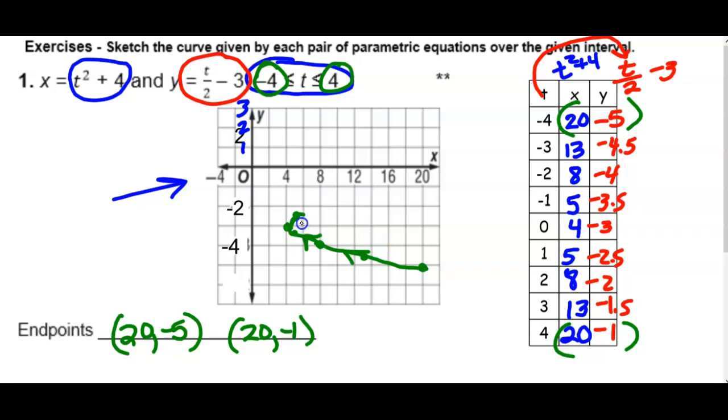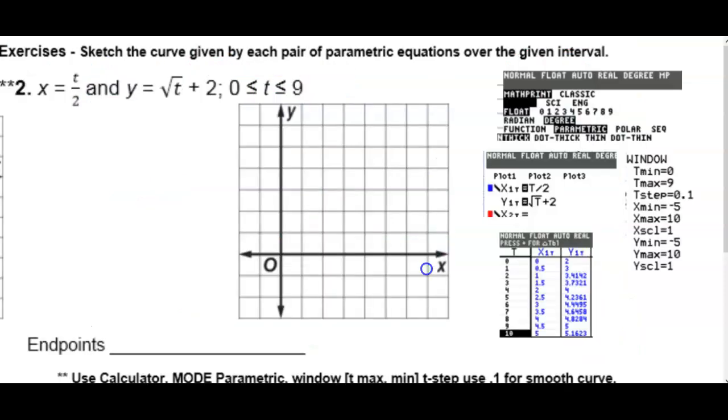All right, where did I leave off? 8, negative 2, 13, negative 1.5, and 20, negative 1. All right, and again, it stops here. This is an endpoint. The arrowheads are indicating orientation. All right, so that is a non-function that has graphed with parametrics.